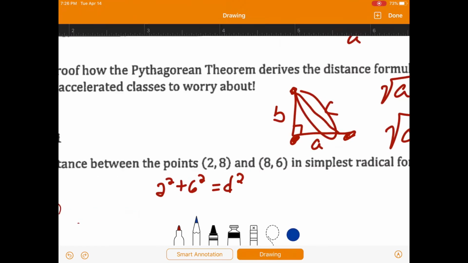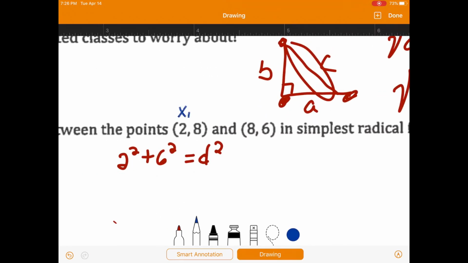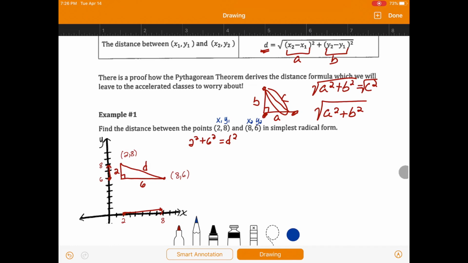So for that formula, I'll put it like this. We've got x1, y1, x2, and y2, and we're going to plug it into the formula from above. So D equals the square root of the difference in the x's squared plus the difference in the y's squared.